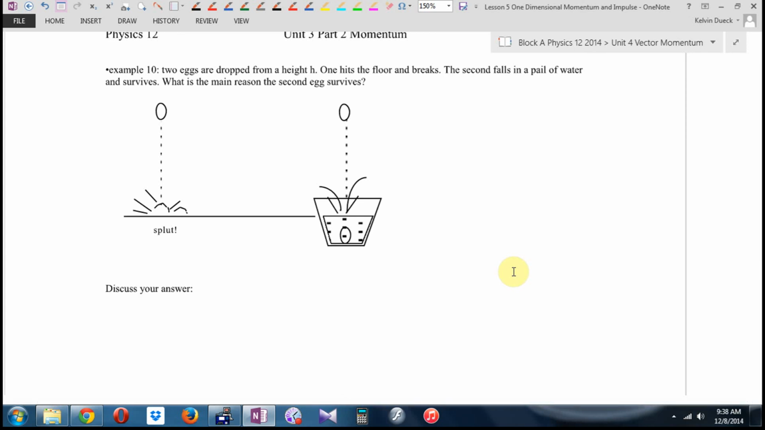Two eggs are dropped from a height h. One egg hits the floor and breaks. The second falls in a pail of water and survives. Why does the second egg survive?